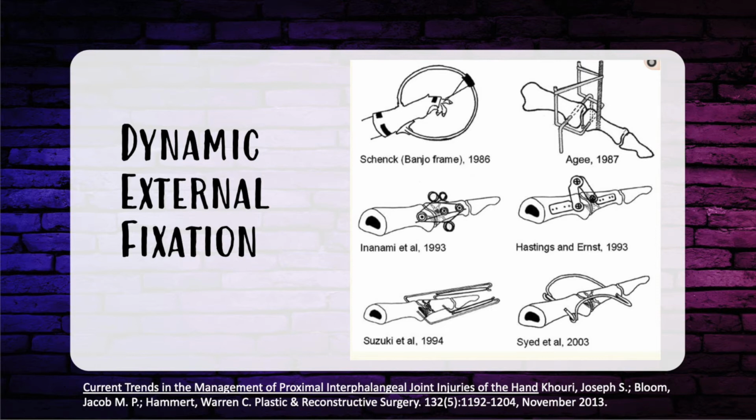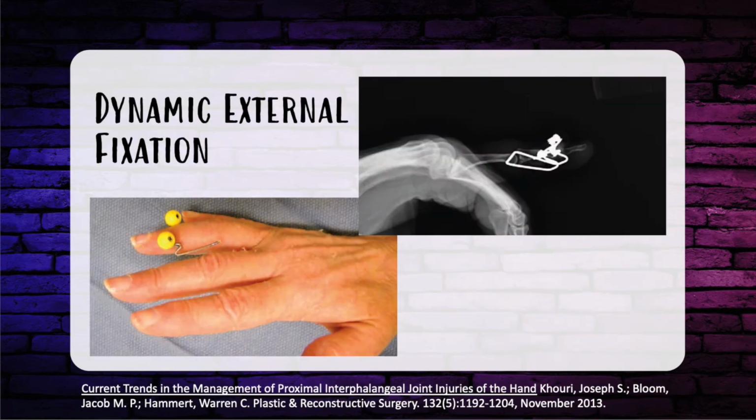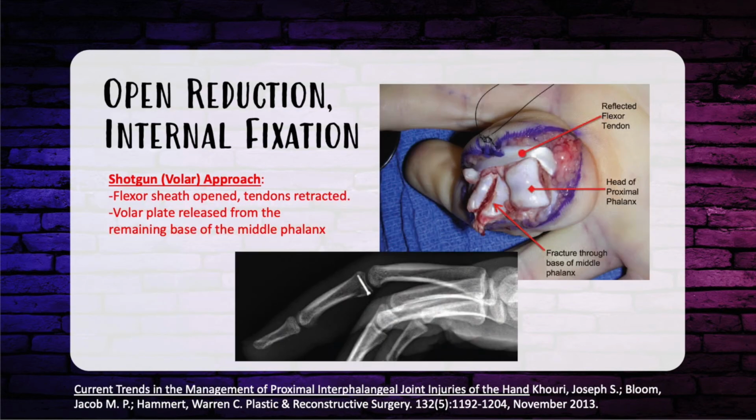This has been described many decades ago, but as time went on, we figured out how to make it better. Essentially, pins are placed to block the middle phalanx subluxation, and rubber bands apply constant longitudinal traction, further preventing displacement of the bony fragments. What about open reduction internal fixation? Is there a role for that here?